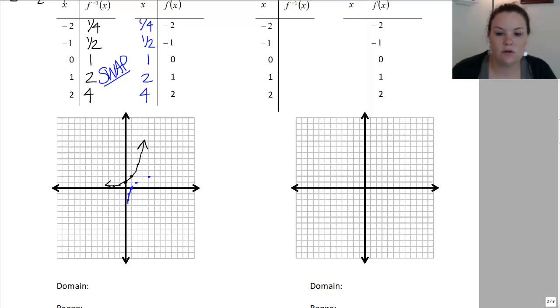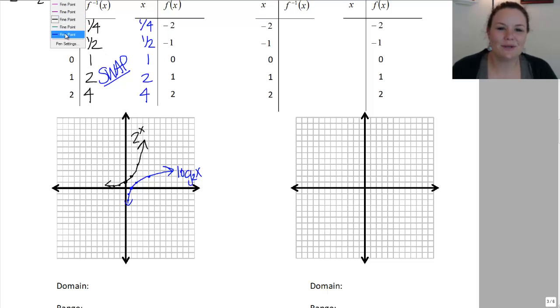Okay, so notice our log function looks like this. So this is log base 2 of x. I'm going to go ahead and write up here my exponential. This was 2 to the x.